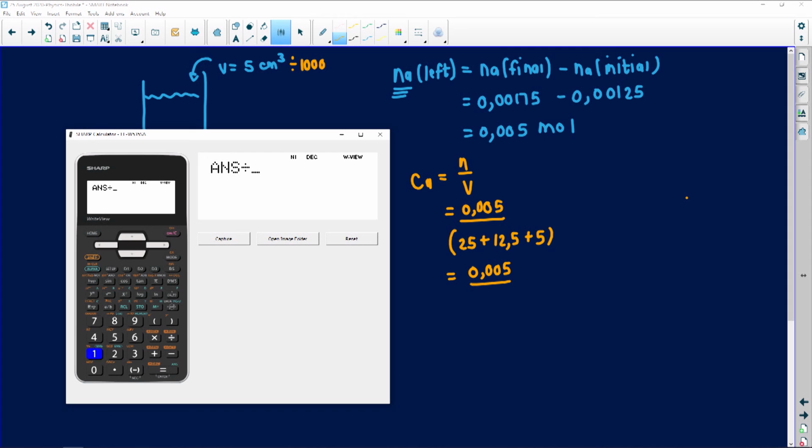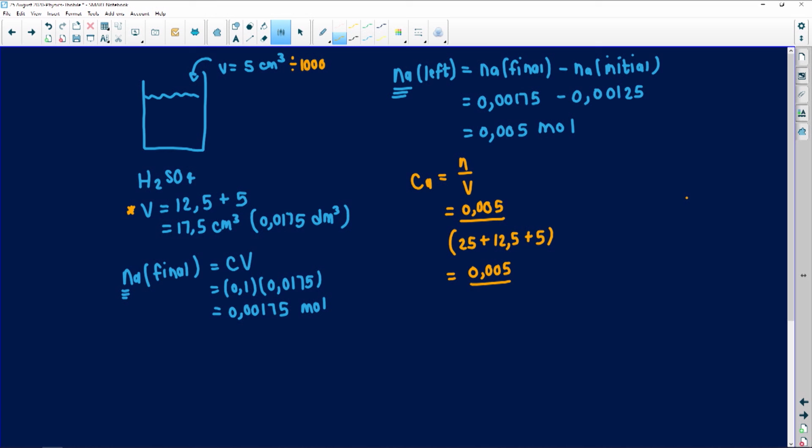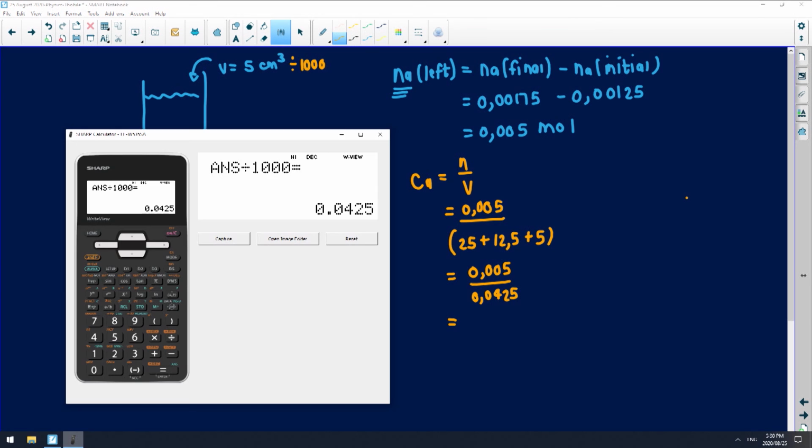I'm only going to divide it by 1,000 so that I can get it in cubic decimeters. That's the answer that I get, 0.0425. Now I need to find the concentration. Again, I'm going to need my calculator. Remember, if you have so many big numbers, always put it in brackets. 0.005, close my bracket, go down to the bottom, 0.0425.